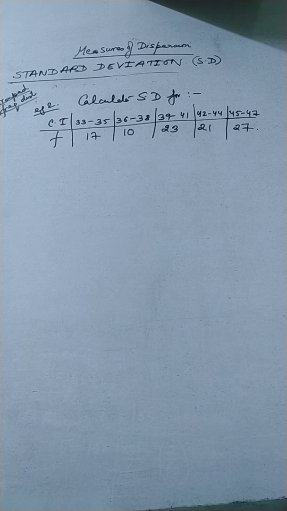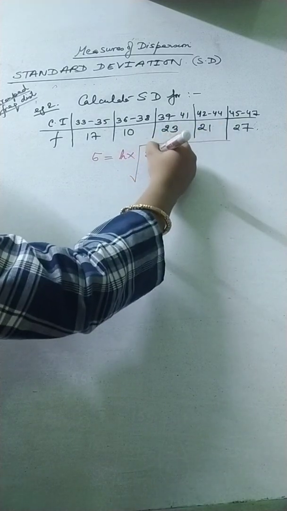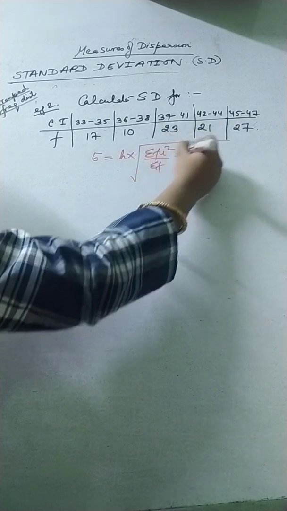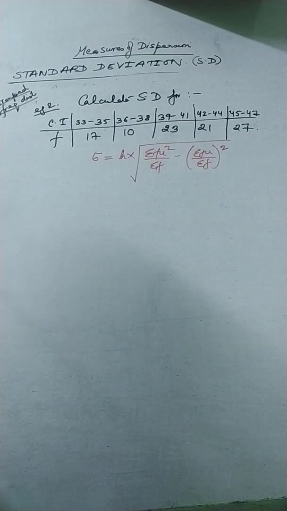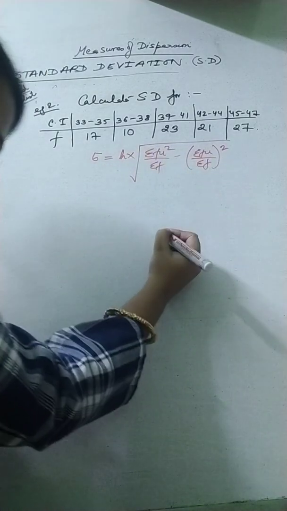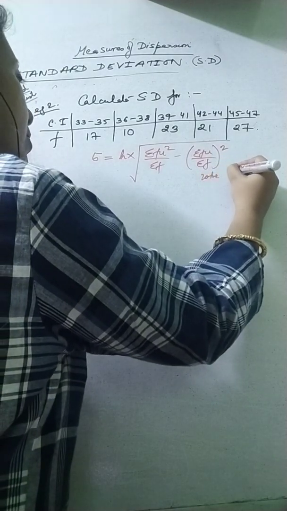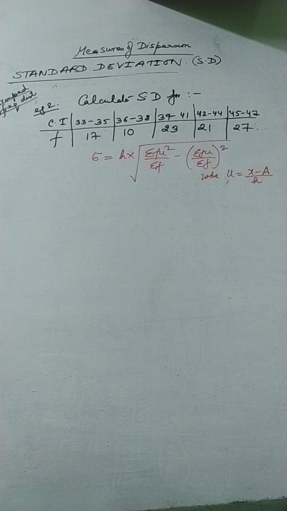As usual, we'll use the step deviation method. Let's write the formula first. Sigma is equal to h into root over of summation fu squared by summation f minus summation fu by summation f whole square. I'll mention this also, where u is equal to x minus a by h. A is the assumed mean. So I need values of x first.